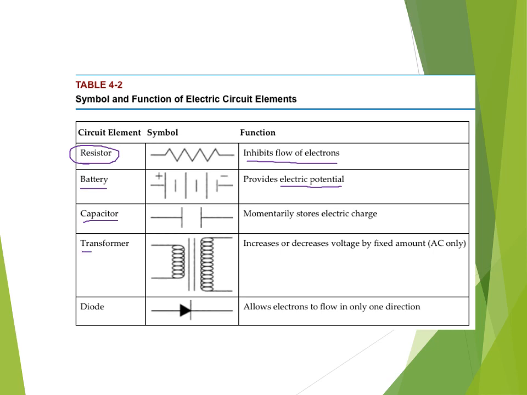The transformer is going to increase or decrease voltage by a fixed amount. It only operates with alternating current. And here's the solid state diode, which is made up of a semiconductor, specifically silicon, that allows electrons to flow in one direction, which is what a semiconductor does. And so that is a rectifier.